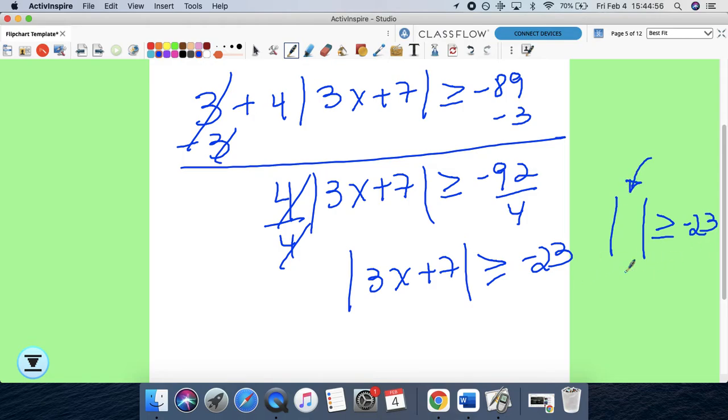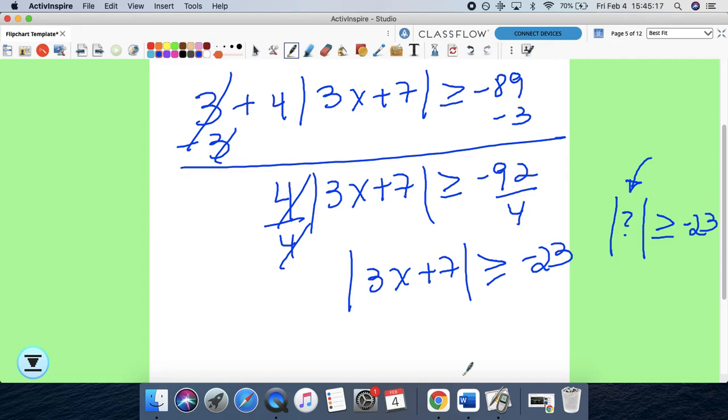Well, 1 works, 2, 3, 4, 5. The absolute value of anything is always a positive number, right? So it will always be greater than a negative number. Another way of thinking about this: is there a number that I can put in there that doesn't work? Think about a number that you can put in here that will not work. Yeah, it just won't happen, right?